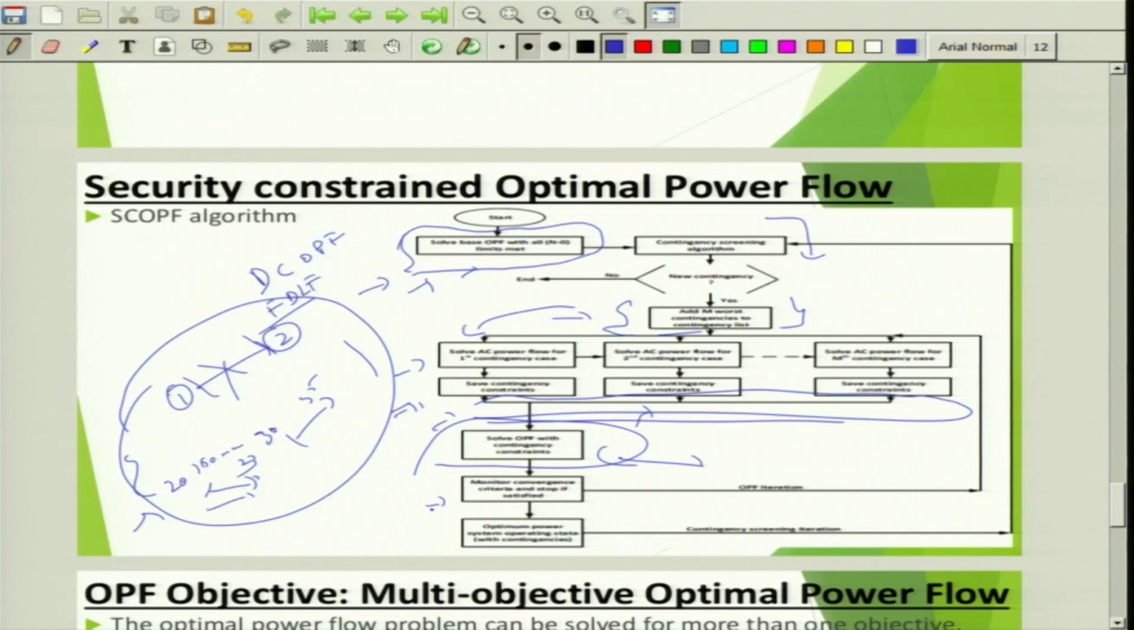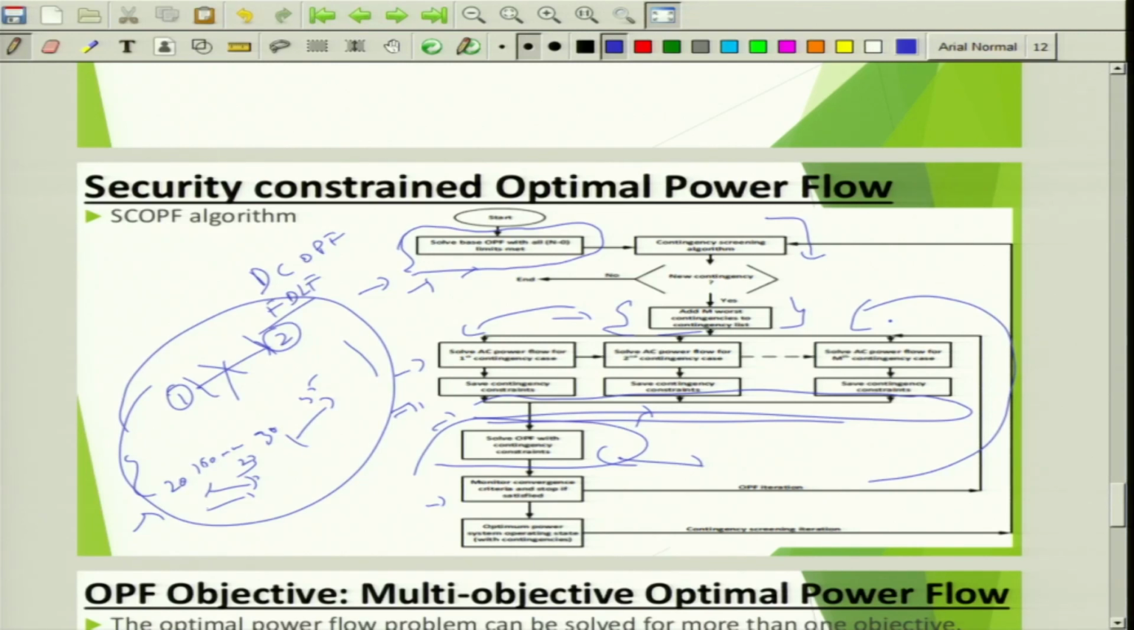Then monitor the convergence criteria, whether it is converged or not. If it is not converged, then you change the control variables, like transformer tap position, reactive power limits, so that in the next iteration they may converge. Because once you change the control variables, there will be a change in state variables.